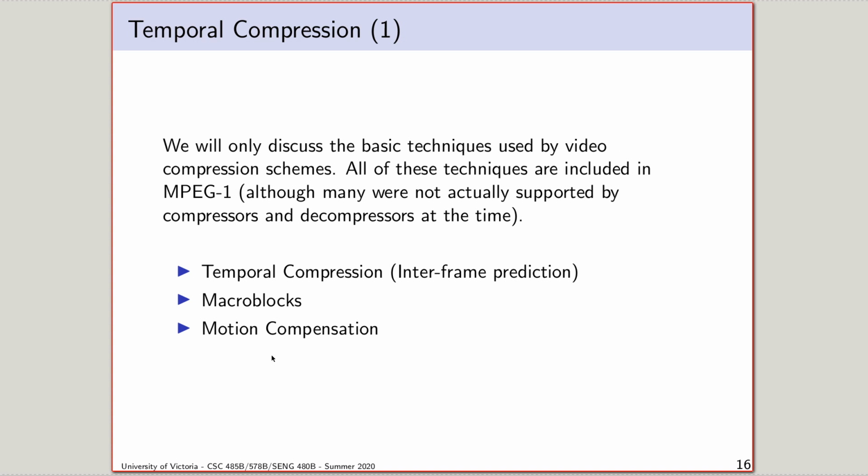So we're going to talk about basically these things. Macro blocks are an incremental step. Temporal compression is how do we leverage the fact that two adjacent frames are similar to each other.